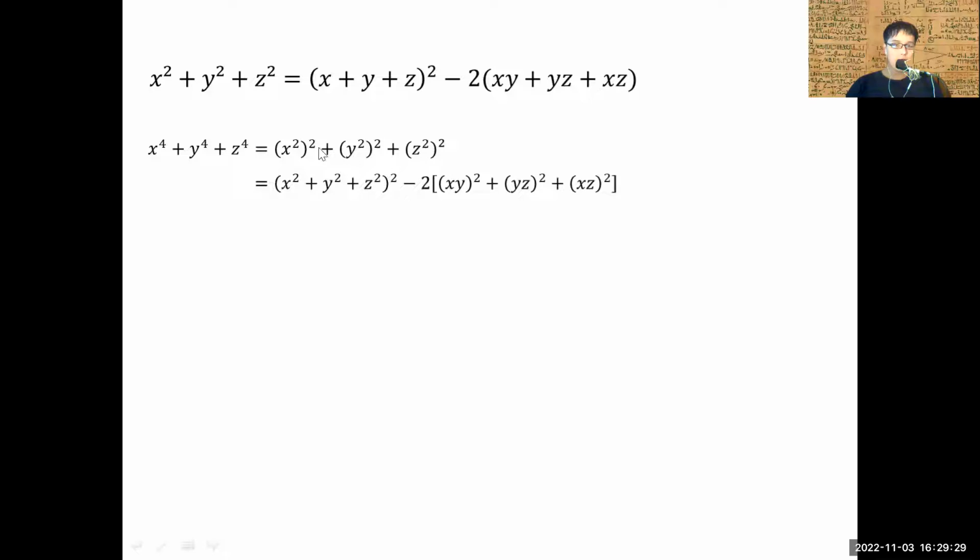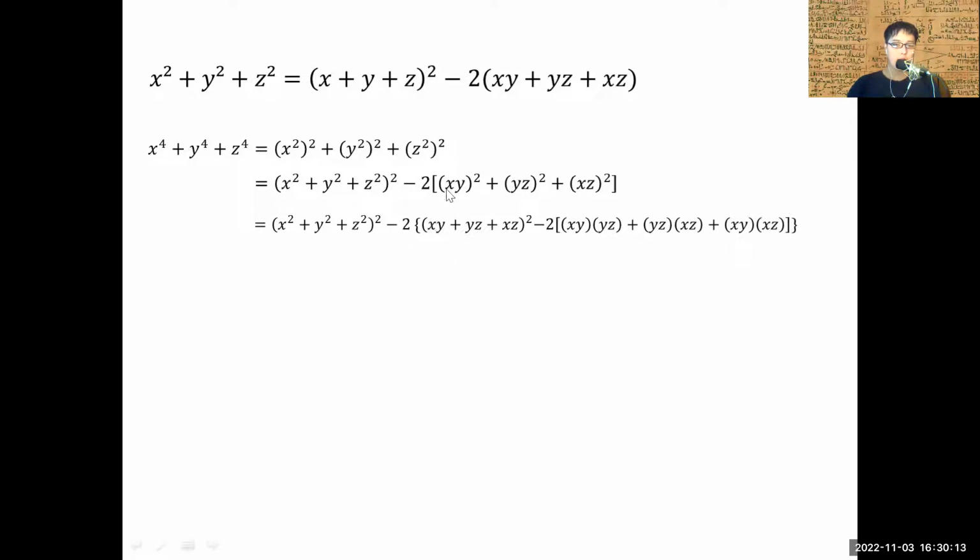Thus, the next step. Now I have x squared, y squared, and z squared, which are themselves in terms of squares. So I'm going to employ the trinomial identity here. You will get x squared plus y squared plus z squared, all squared, minus 2 times the sum of xy squared, yz squared, and xz squared. The x squared plus y squared plus z squared portion I do not change, and the minus 2 remains as it is.